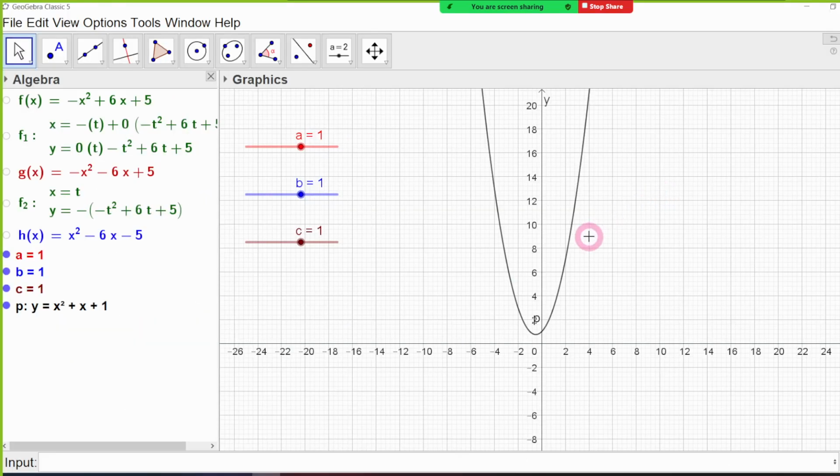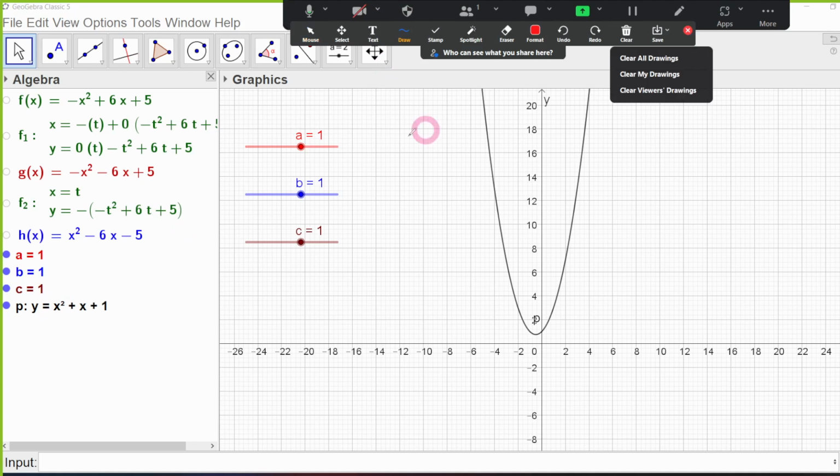Okay, now you look at this graph. Now I have a graph y is equal to 1x squared. If you don't see any coefficient here, it means 1. 1x squared plus 1x plus 1. So when I change the value of a, this is a.